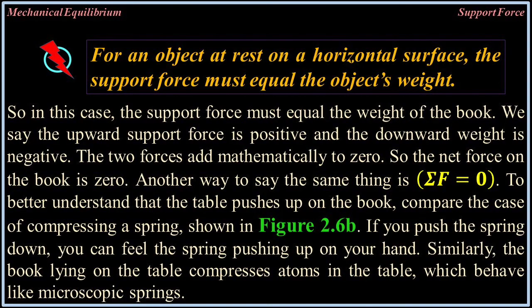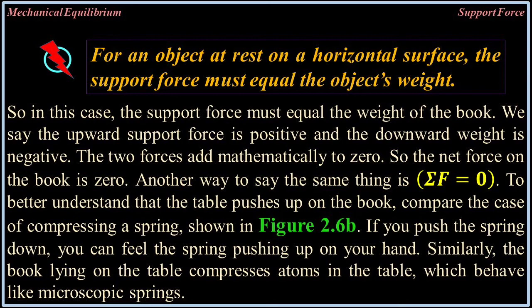For an object at rest on a horizontal surface, the support force must equal the object's weight. So in this case, the support force must equal the weight of the book. We say the upward support force is positive and the downward weight is negative. The two forces add mathematically to 0. So the net force on the book is 0. Another way to say the same thing is sigma F equals 0.